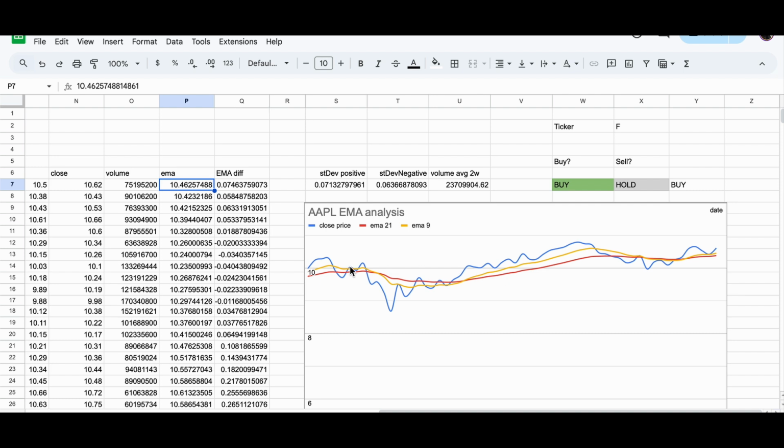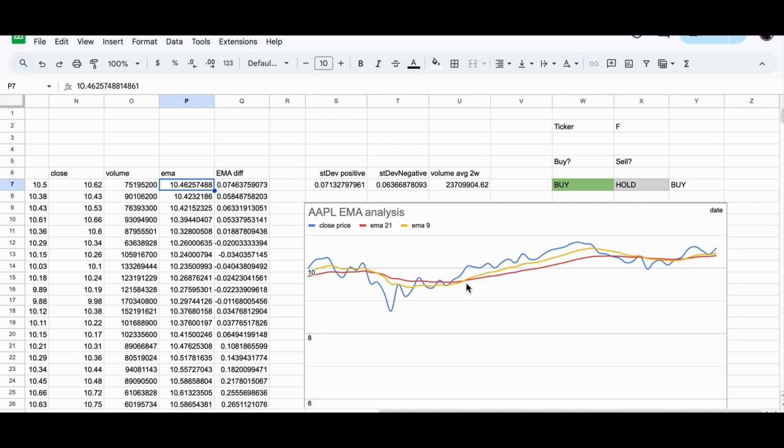Conversely, when the yellow line crosses the red line downwards, then the downside trend has started. And when the red line is higher than the yellow line, that means that the downside trend is still there, it is not broken. But when the yellow line crosses the red line upwards, it means that a strong upside trend has started. This is how you can use this EMA. You can simply look at the graph and define a great time to buy shares.